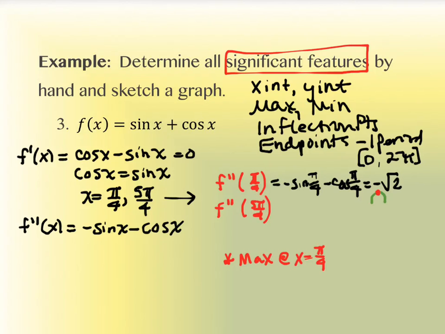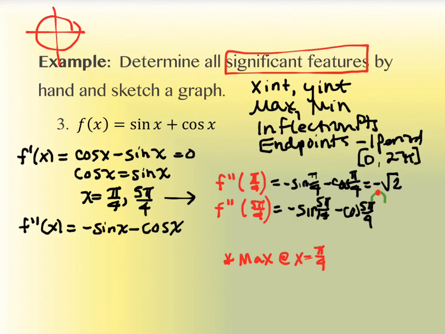Let's look at what happens at 5 pi over 4. The second derivative at 5 pi over 4 is negative sine 5 pi over 4 minus the cosine of 5 pi over 4. So what is the sine of 5 pi over 4? There you go. It's negative square root 2 over 2. We're in the unit circle here. This is what we should be thinking of anyway.